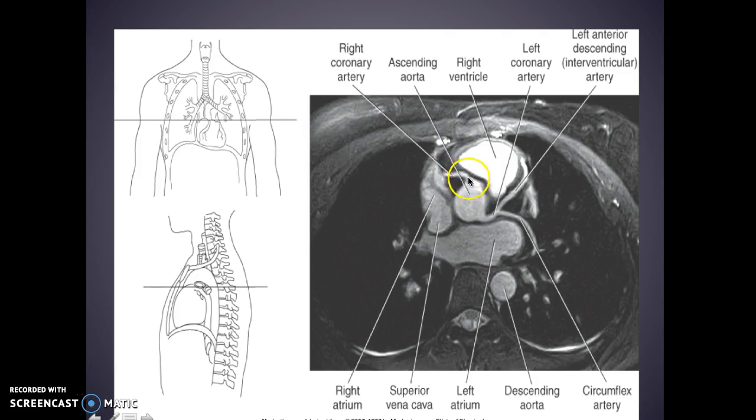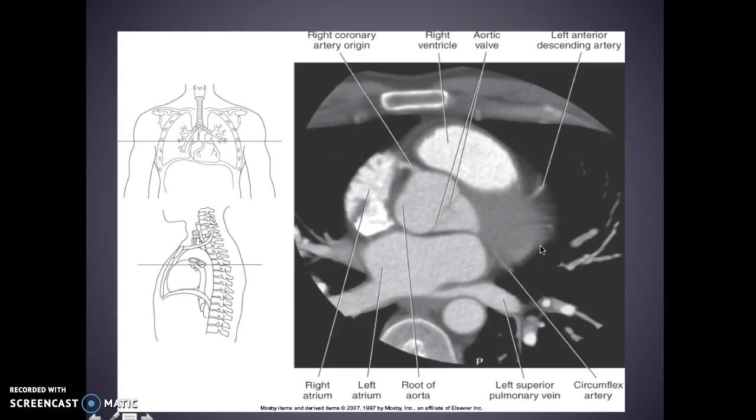You can see here the right coronary coming off, and then we have the left coronary coming off. So you have a right coronary, you have a left coronary. The left coronary bifurcates, and we have the left descending artery, and we have the circumflex. So the left coronary artery branches into the left descending and the circumflex. So looking here, we have the right coronary. You can see right there.